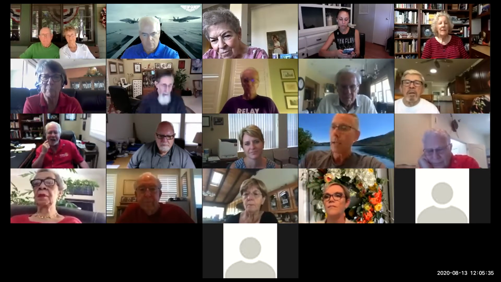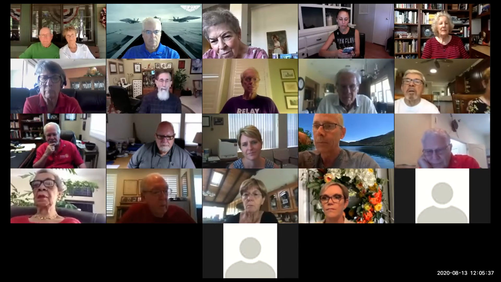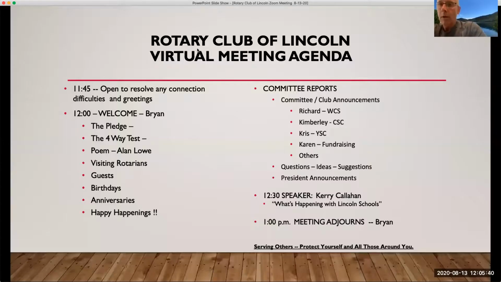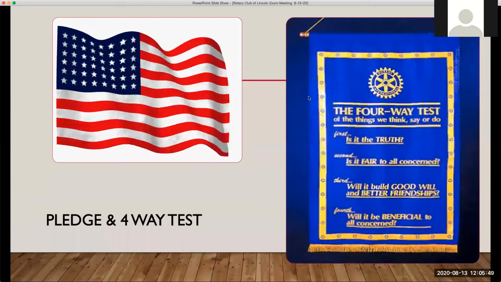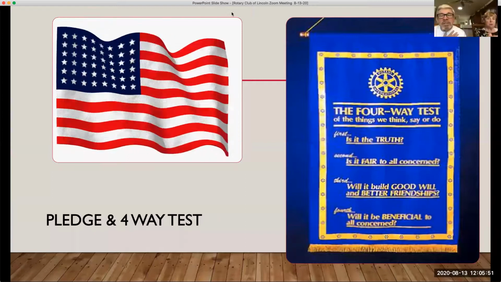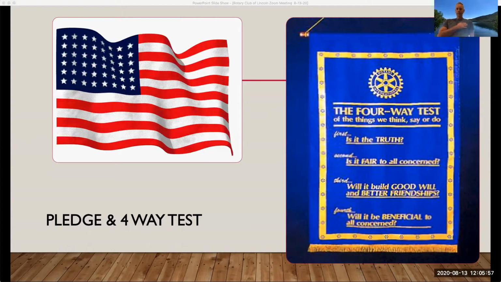Why don't we go ahead and do the flag salute, please? Joe Stewart, are you available to do that for us? I certainly am. Great. Thank you, Joe. Are we ready? Yes. I pledge allegiance to the flag of the United States of America and to the republic for which it stands, one nation, under God, indivisible, with liberty and justice for all. Fantastic. Thank you very much there, Joe. I appreciate that.